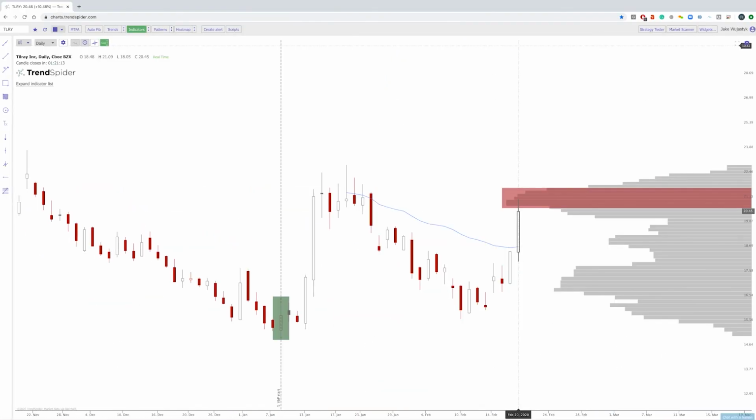So, there's a ton of different ways to trade this. That's how I personally trade it. I'm just a retail trader.